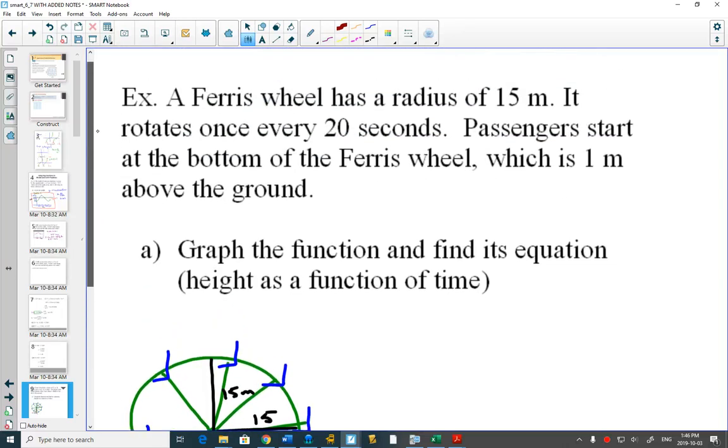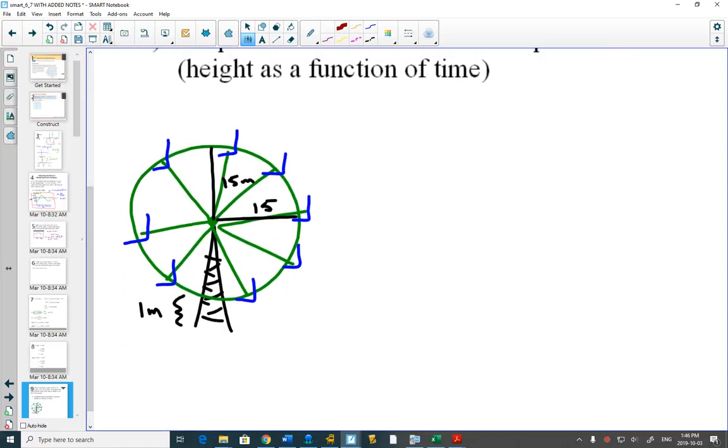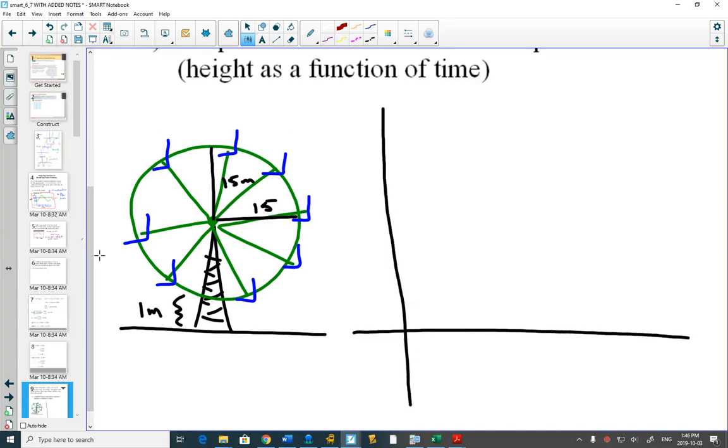And passengers start at the bottom, and it takes 20 seconds to go around. So right beside this picture of the Ferris wheel, I'm going to draw my graph. I'm going to put my ground here, time here and height here. We get on the Ferris wheel 1 meter above the ground. So here at 1 meter is where you're getting on.